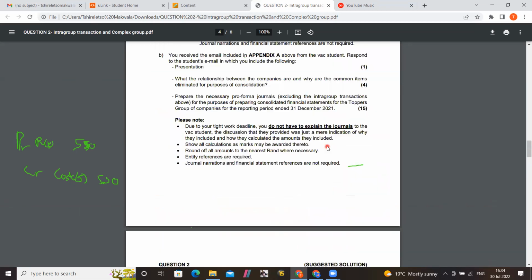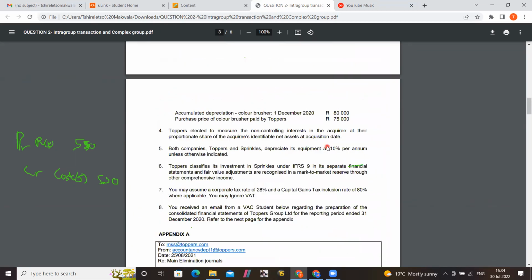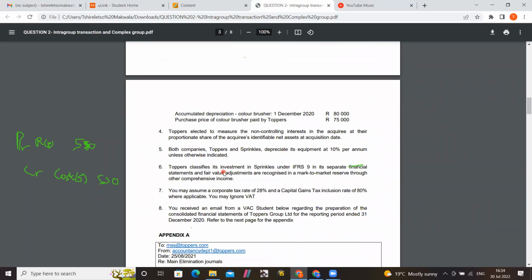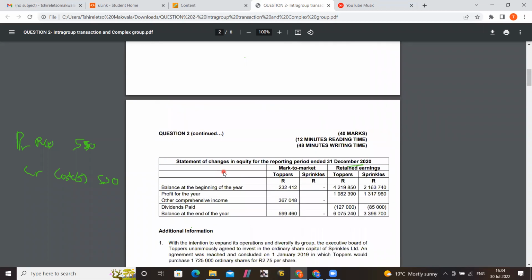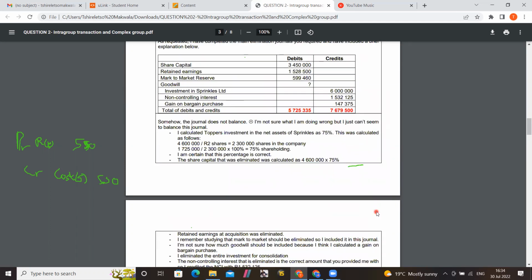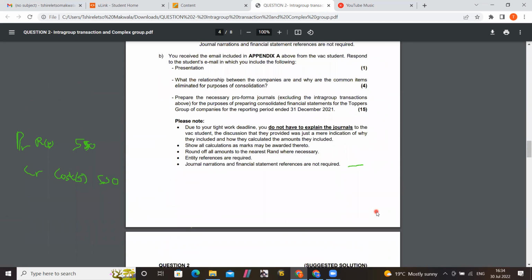And then, as you can also see from these statements, Sprinkles actually paid dividends. Do you see? Sprinkles actually paid dividends of 85,000, right?